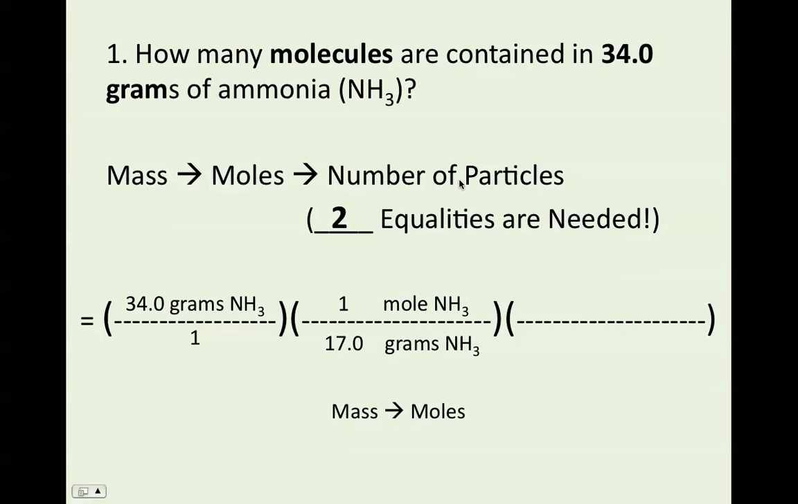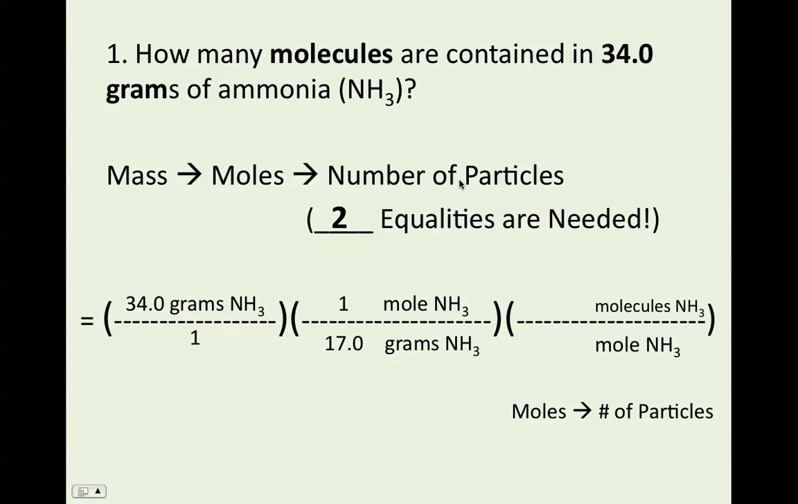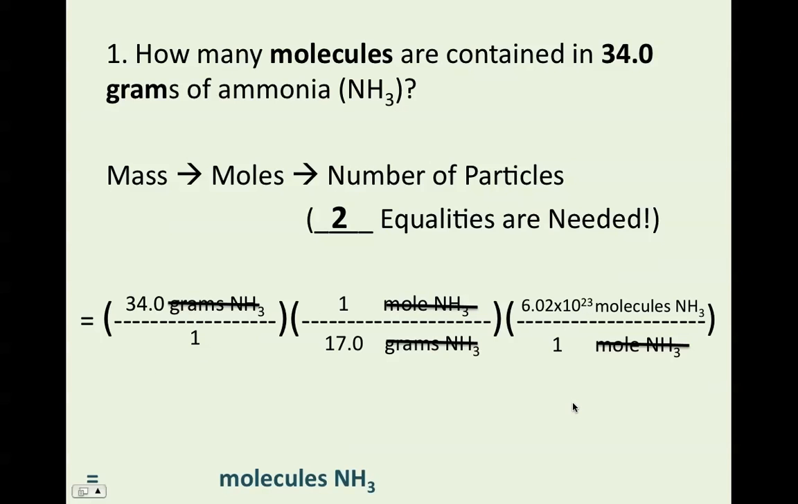So now we're going to go from moles to the number of particles. Here we know that a mole of NH3 we can relate to the number of particles, or molecules specifically, of NH3. And that equality is that 1 mole of NH3 is equal to 6.02 times 10 to the 23rd molecules of NH3. So we've gone from grams to moles and then moles to molecules using the 2 equalities. We can cancel out our repeating units, leaving us with our target unit, which is molecules of NH3. We then multiply across the top and divide by anything on the bottom. So we are left with 1.2 times 10 to the 24th molecules of NH3.